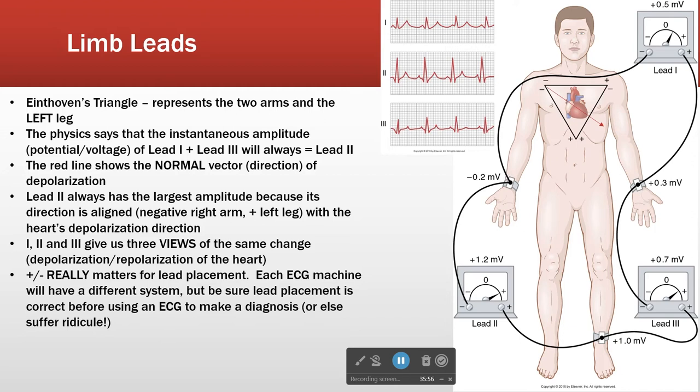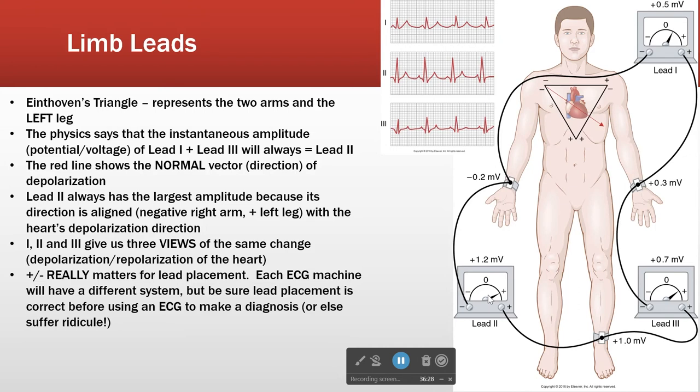So if we combine that with the normal vector, the normal angle of depolarization, which is my red line there, we get some examples of what we see in a more realistic EKG. Okay, so lead one, for example, is measuring between here and here. So we tend to see a positive deflection in our QRS and our T, right? Because generally speaking, the electricity is moving from the negative side to the positive side.